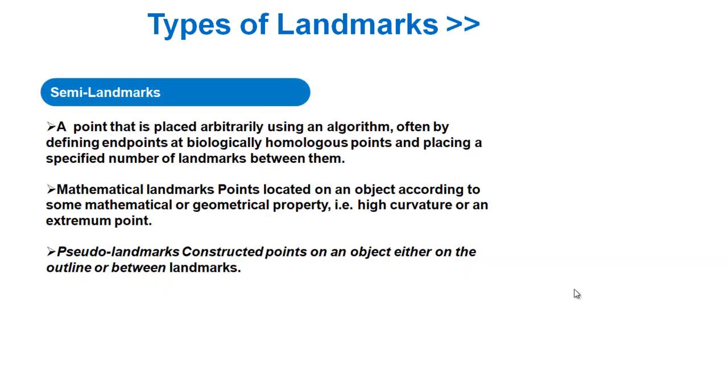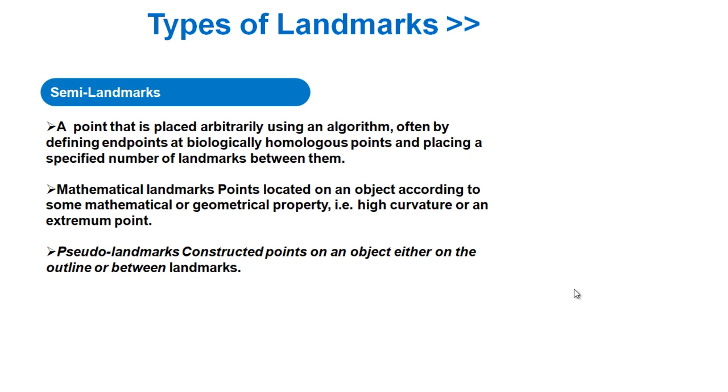We now have semi-landmarks as well. Semi-landmarks are points placed arbitrarily using an algorithm, often by defining endpoints at biologically homologous points and placing a specified number of landmarks between them. Semi-landmarks can be mathematical, otherwise called geometrical, or pseudo-landmarks. Mathematical points are points located on an object according to some mathematical or geometrical properties, for example, high curvature or an extreme point. Pseudo-landmarks are constructed points on an object, either on the outline or between landmarks.